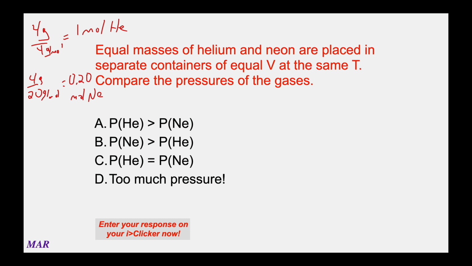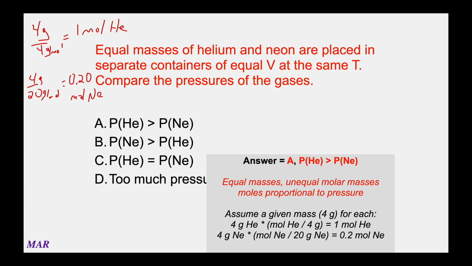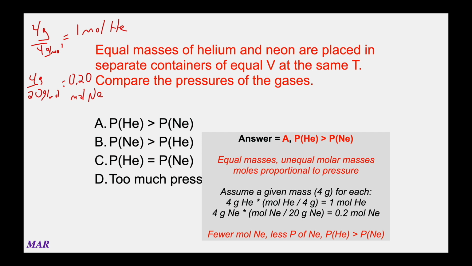Well, fewer moles means less pressure. So because there are more moles of helium, we would expect the pressure of helium to be greater than the pressure of neon. That's formally what I tried to do in the upper right hand corner. You end up with fewer moles of neon, which is fewer molecules running around colliding with each other. You have more atoms of helium running around colliding with each other, so more pressure. Pretty interesting use there.